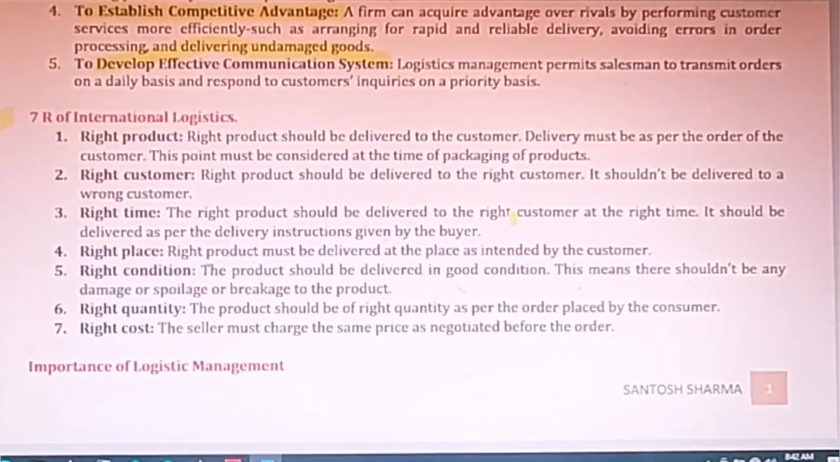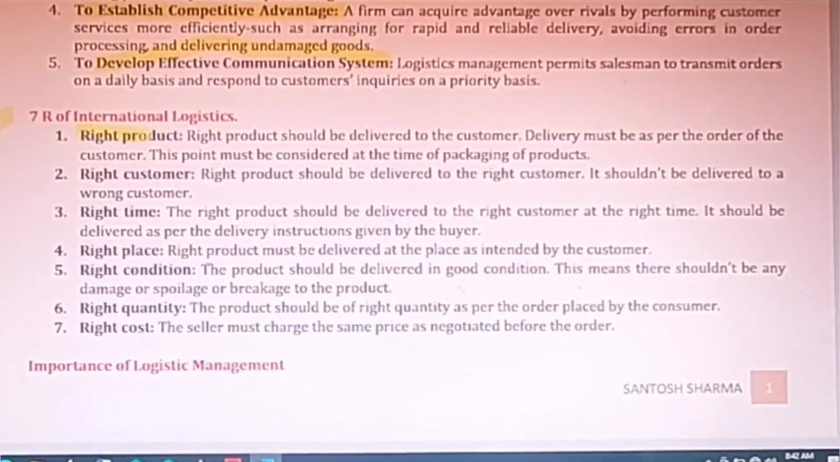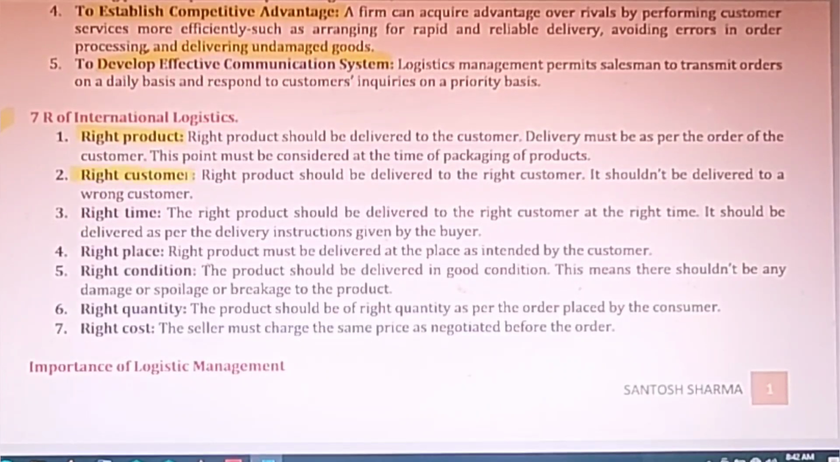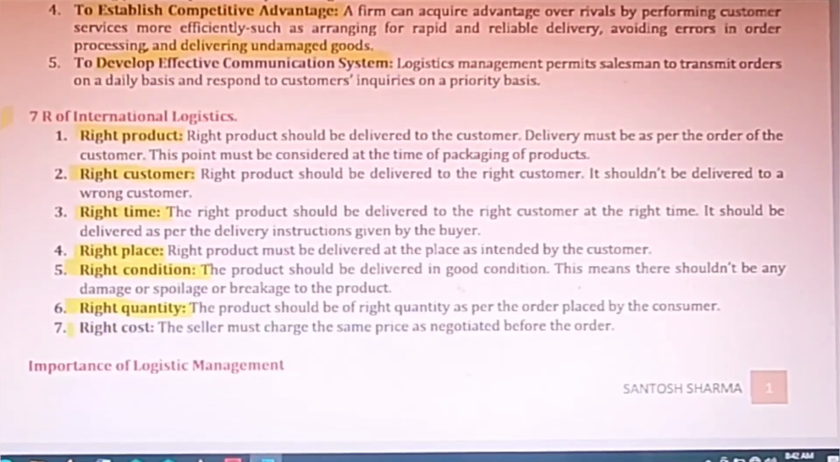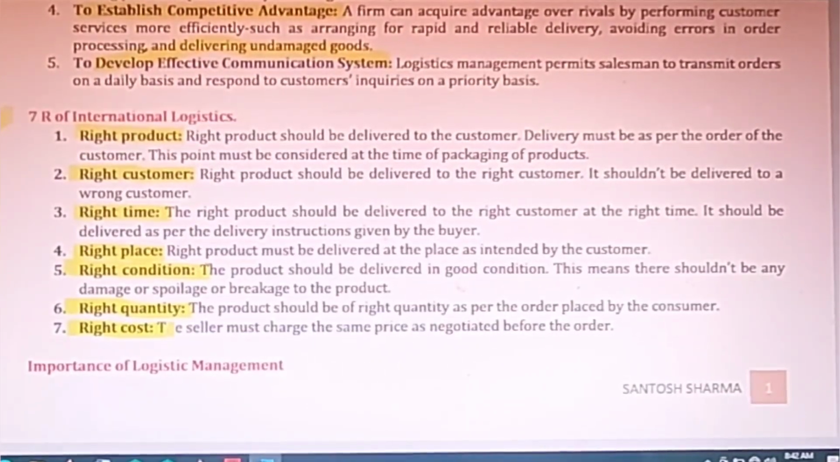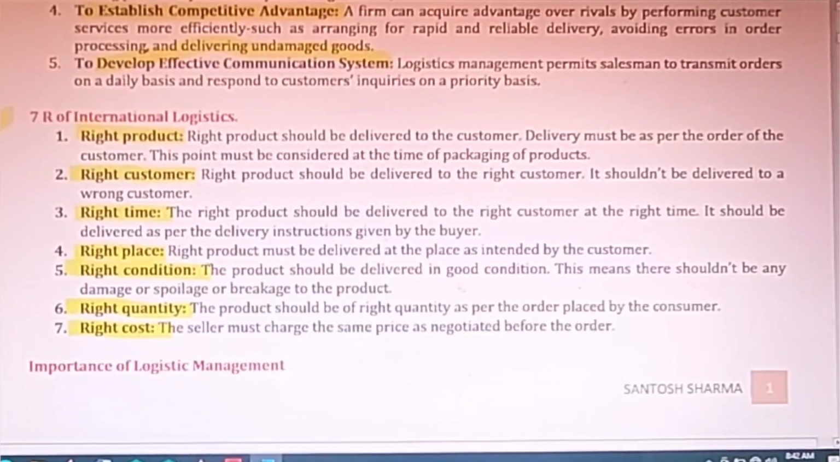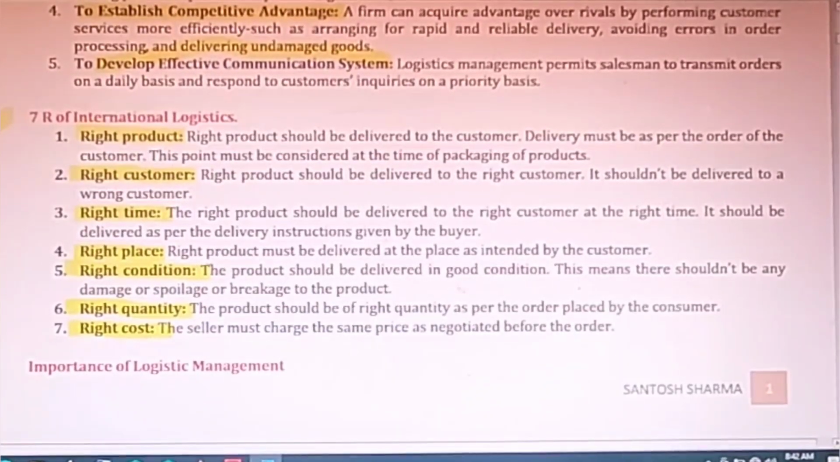7R stands for right product, that means good quality product. Right customer, that means good customer, you should retain them. Right time, delivery of goods at the right time, and then at the right place, and in the right condition, and in the right quantity, and at right cost. So these are the 7 R's of international logistics.